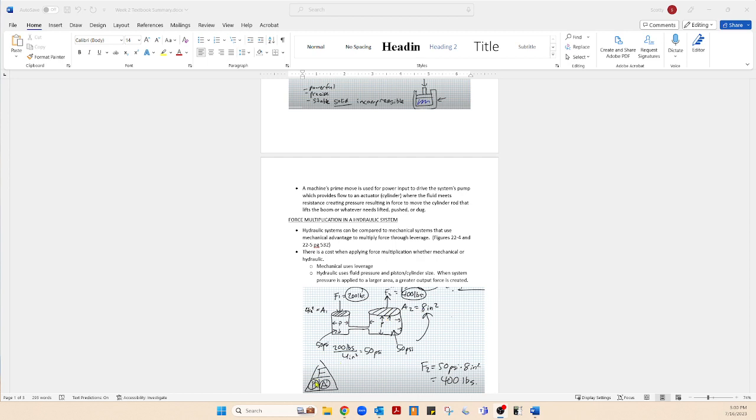Now look at the formula. Pressure times area equals force, and that's what we want to know, what force 2 is. So let's take the pressure of 50 pounds per square inch and multiply it by an area of 8 square inches. 50 times 8 equals 400 pounds. There you go. So we took 200 pounds of force, we pushed down, created 50 pounds of pressure, and 50 pounds of pressure pushing up against 8 square inches gives you 400 pounds of force.